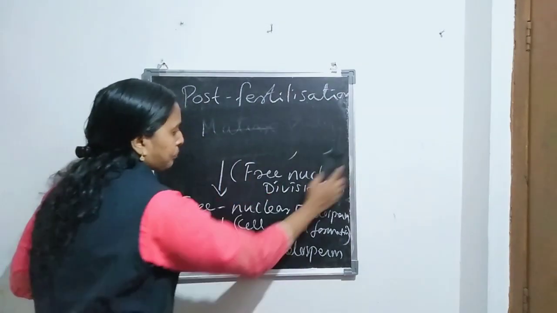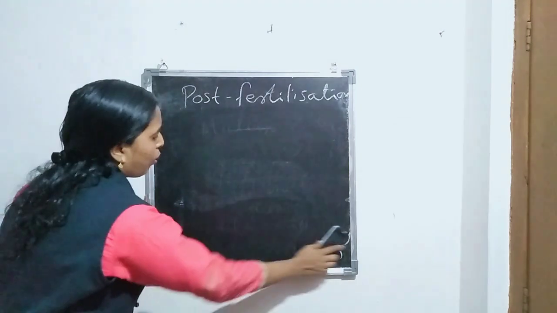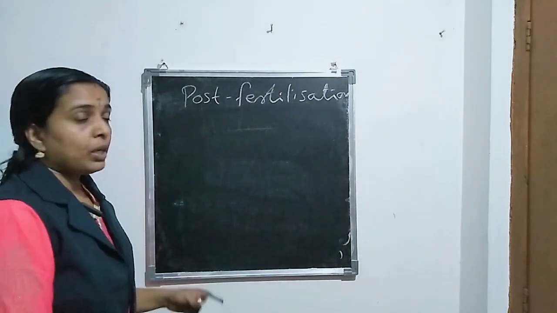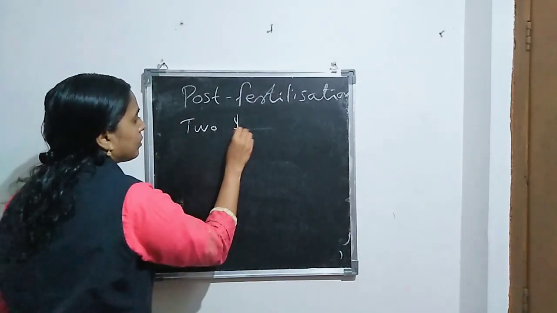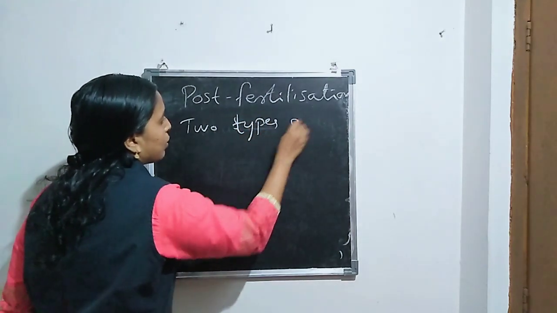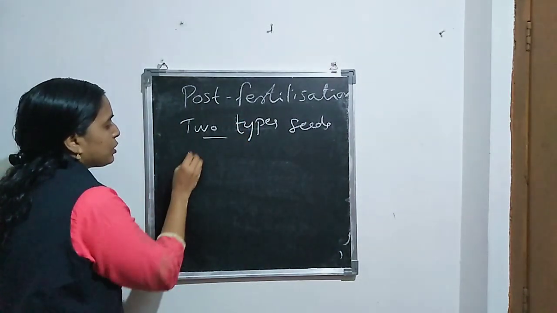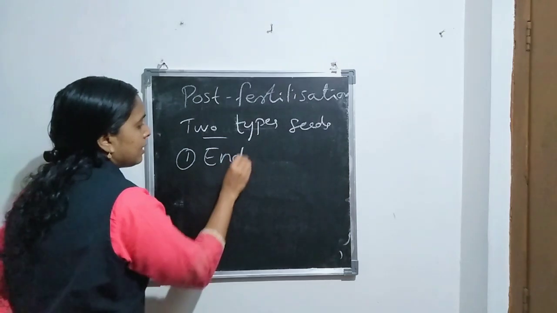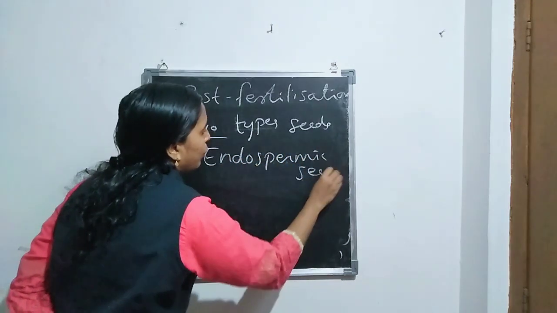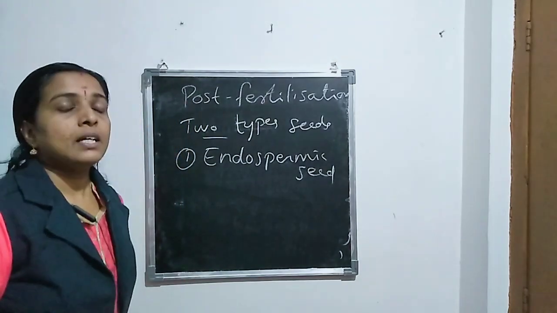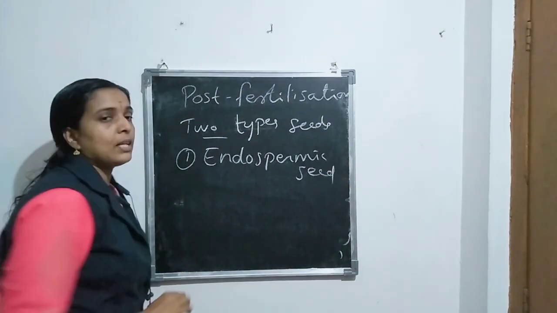Based on endosperm, there are two types of seeds. The first one is endospermic seed. What is an endospermic seed? A seed with an endosperm is known as an endospermic seed.